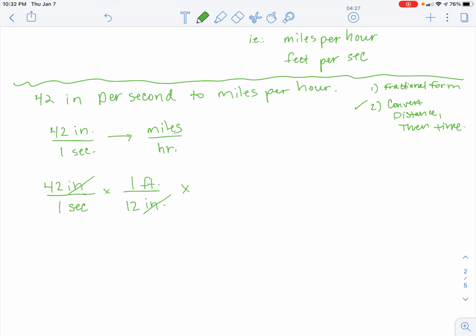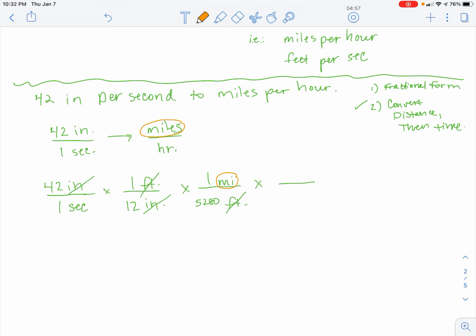My next unit multiplier has to have feet on the bottom, right? Because we're going to do that canceling thing again. So 5,280 feet is 1 mile, and we can cancel out the feet. The next unit multiplier now is, since we're at miles, and that's where we needed to land, remember? Miles is where we're trying to go. So I'm going to stop there on my distance, and I'm going to pick up time.